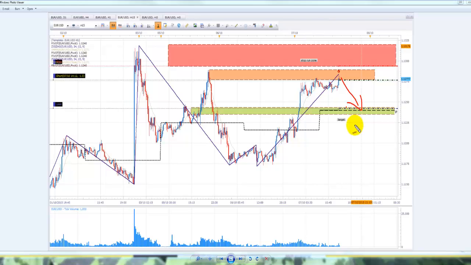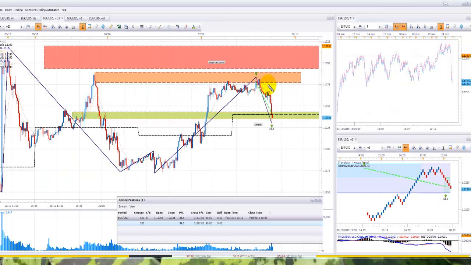So let's go over and have a look how this is actually panned out. As we discussed, the initial entry was here, and the price has fallen away in our favor and tagged the daily pivot, which is great. We've clipped out at 34.5.